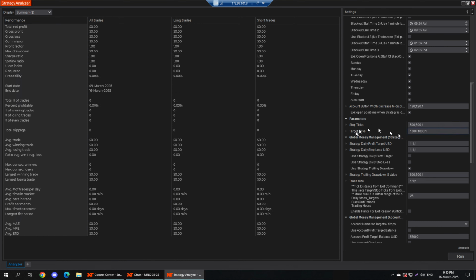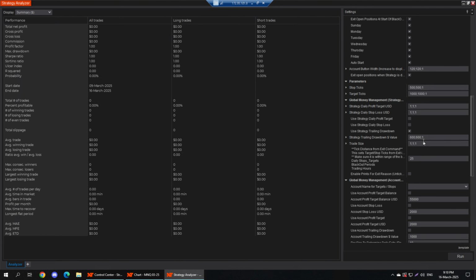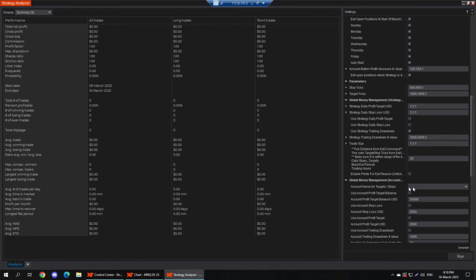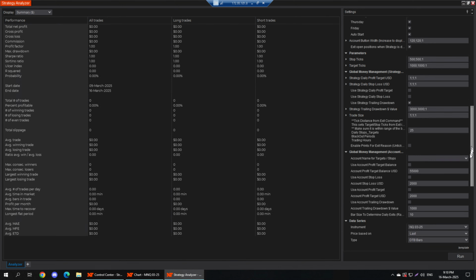But hey, guess what? $600 is not going to cut it anymore, right? So we're going to have to choose a much higher value over here. So you might say 3,000. Remember, NQ is going to be a whole different ball game, right? So if you haven't got a large enough account, then don't do this. Okay, so there's your stop ticks, your target ticks.